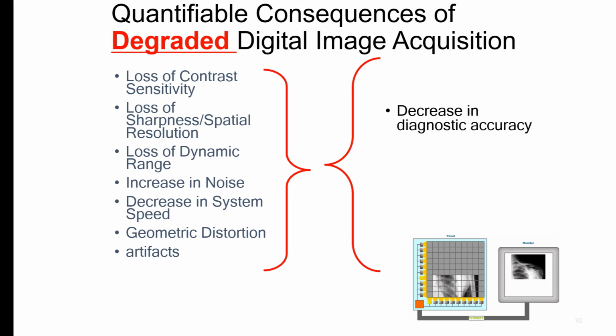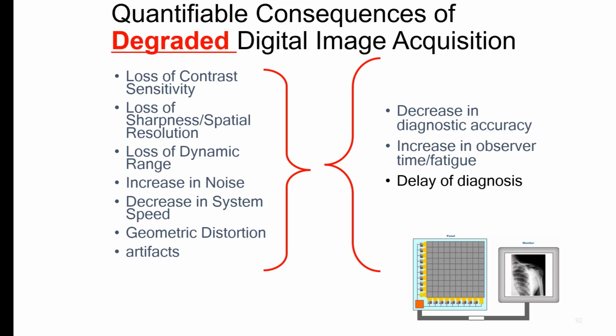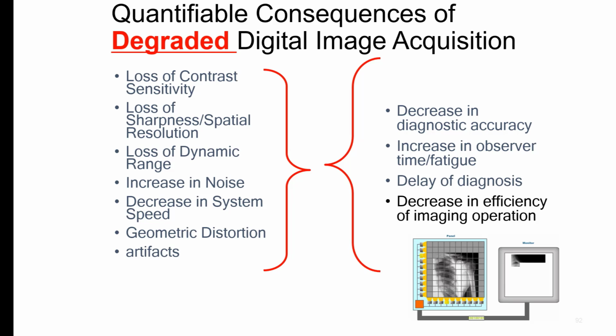This gives us a decrease in diagnostic accuracy, an increase in observer time and fatigue, trying to compensate and read for these images that are acquired using the wrong techniques. The idea is you use film techniques and you use digital imaging techniques for digital image acquisition.